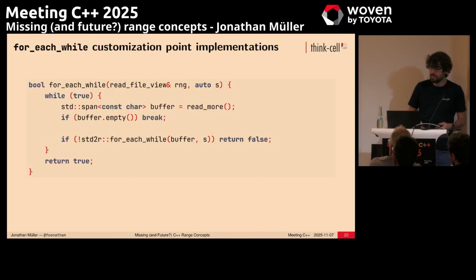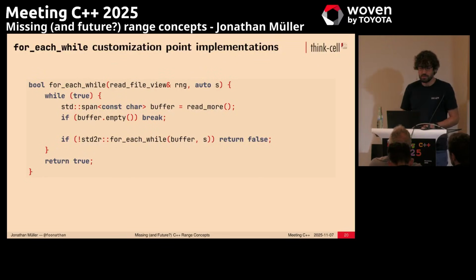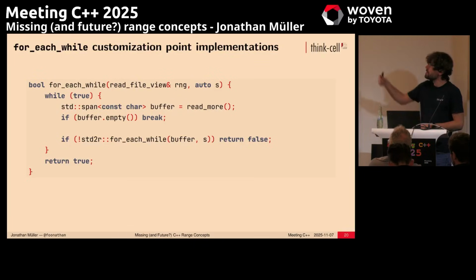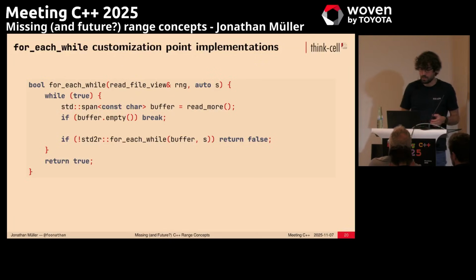And similarly, for the read file loop, we can sort of write the imperative code we've seen before. So we've got the while true loop, where we repeatedly call read more, and then pass that entire buffer to the inner loop, where we then call that to the sink. And again, we need to handle short circuiting. This is why the for_each_while returns whether we stopped.